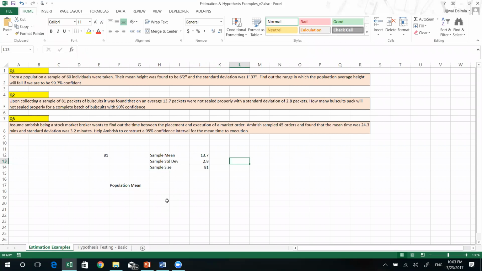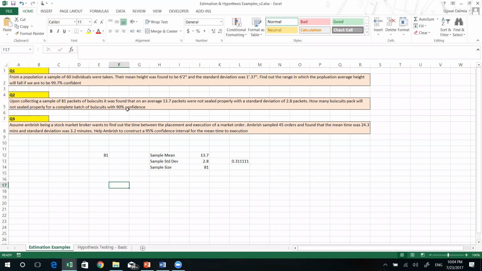Absolutely. Ashima, why 3? The sample size is 81. So it'll be 2.8 divided by 9, right? Yeah. That is 0.311. So this is the updated standard deviation value which we will use.